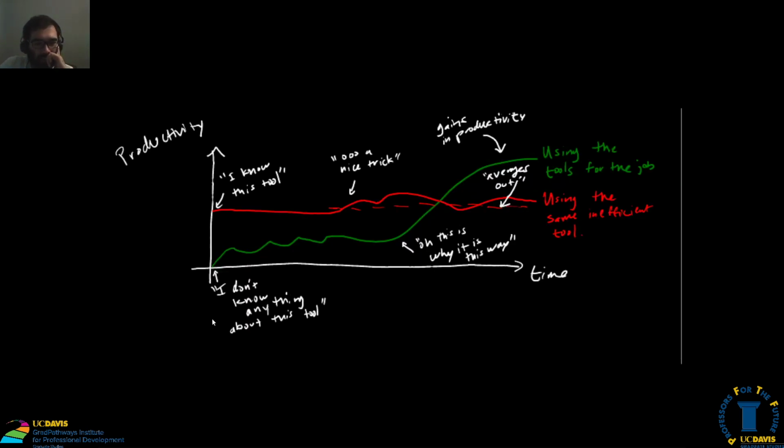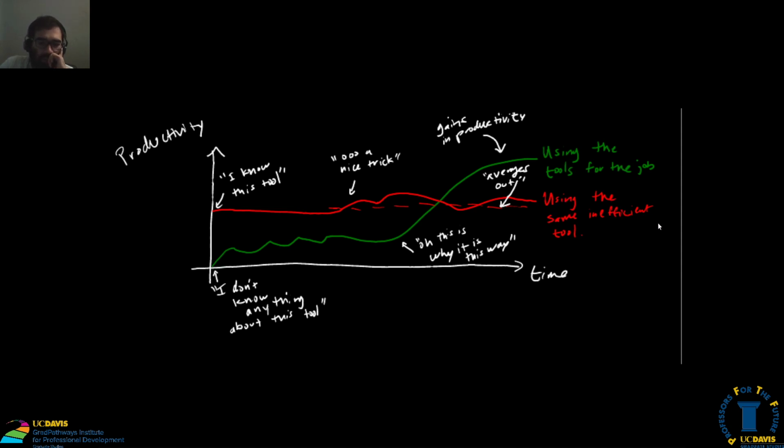This graph here I showed earlier, but we couldn't read what it was, has two axes. On this axis, it's time, and on this axis is productivity. And the red line is using the same inefficient tool, whereas the green line is using the tool for the job. And so what do I mean by these two different lines?